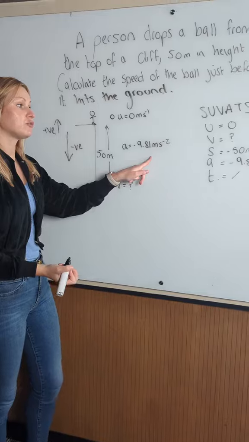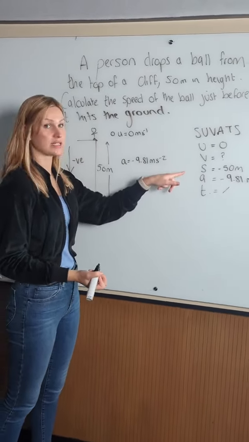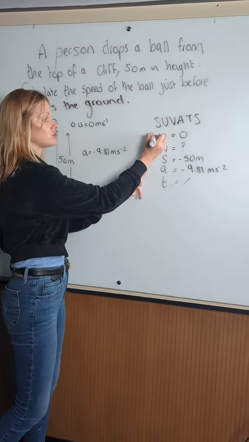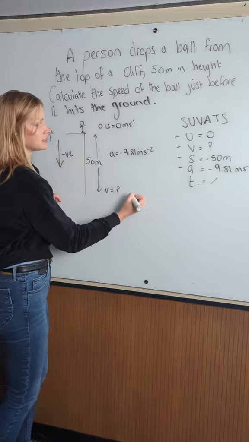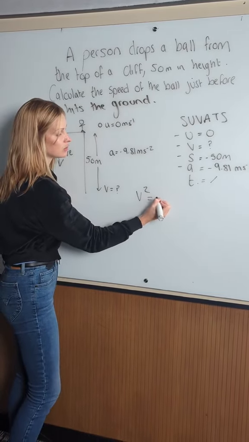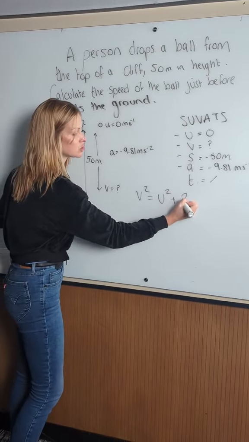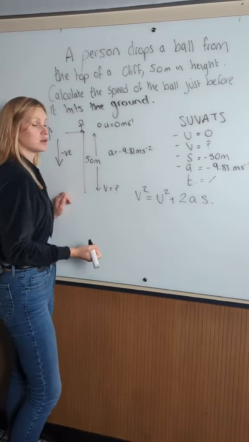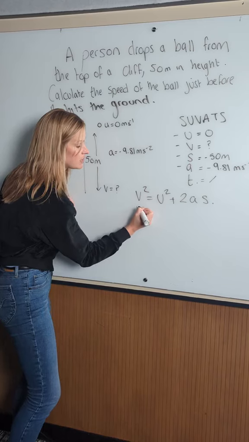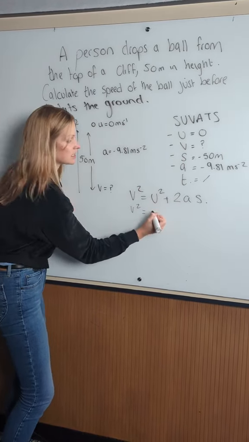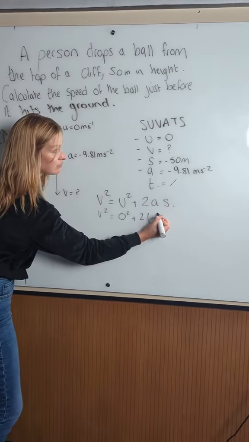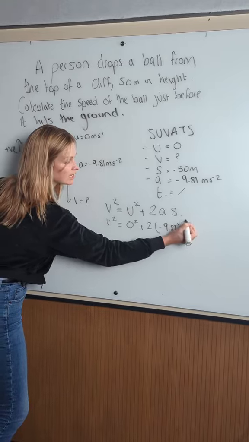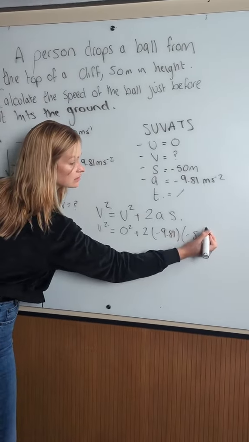So I look on my data sheet for the SUVAT equation that has U, V, S, and A in it. When I look through them, the one that makes sense is V squared equals U squared plus 2AS. So I just fill in my data. I have V squared equals 0 squared plus 2 times negative 9.81 times negative 50.